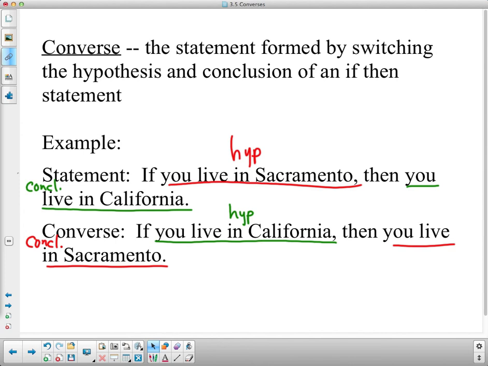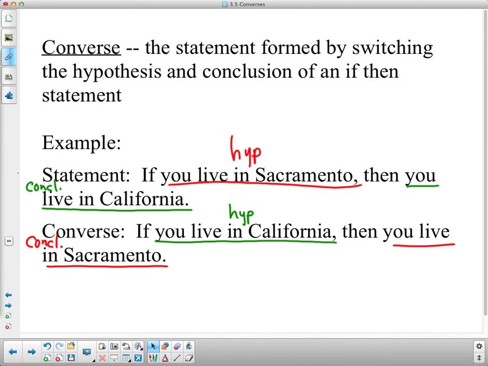Okay, so I tried to set it up so that you notice that the statement was true: if you live in Sacramento, then you live in California, but the converse was not true: if you live in California, then you live in Sacramento. So just by switching the hypothesis and conclusion, you might create a statement that is not true even if the original one was. Sometimes it goes both ways.